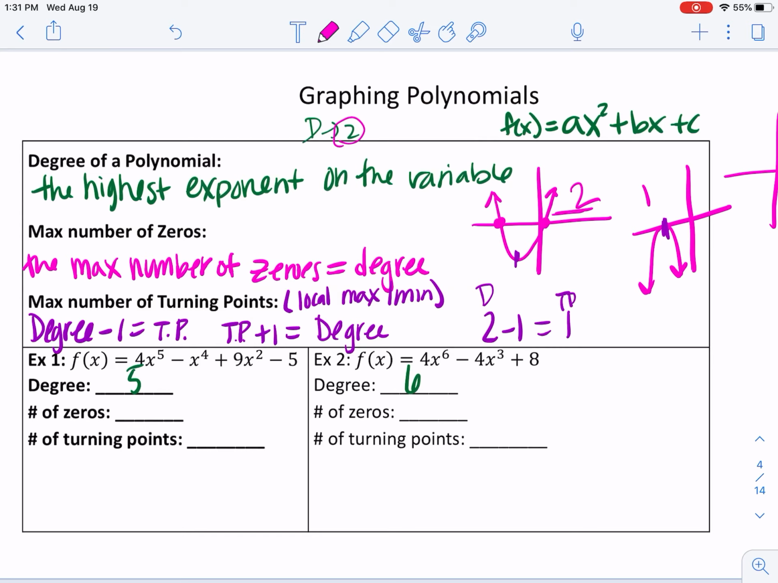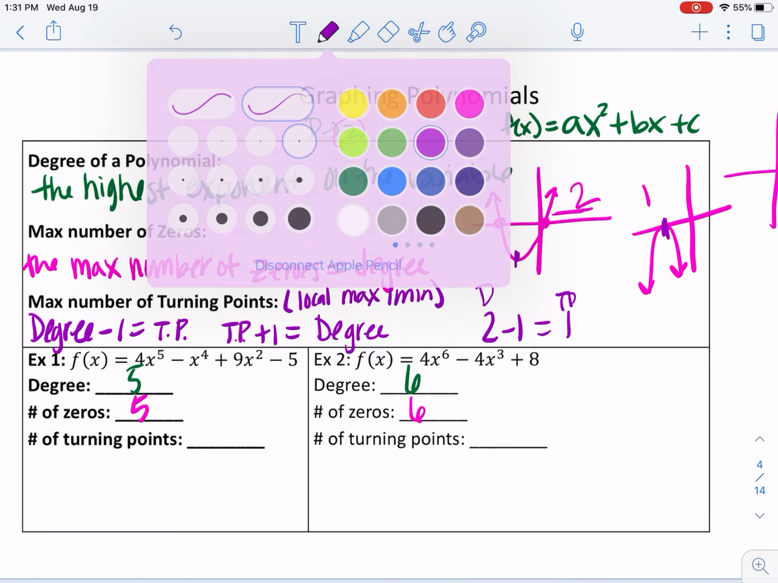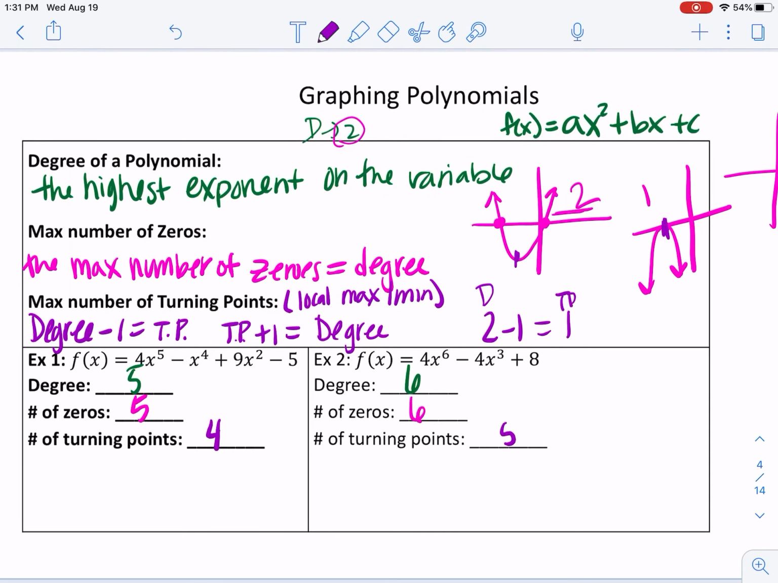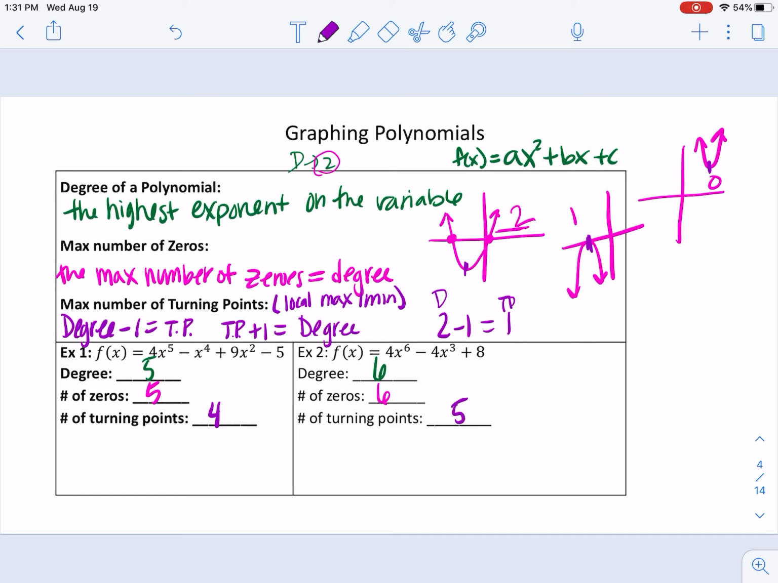Because of that, I know that the maximum number of zeros is exactly that same number. And then I know the maximum number of turning points is 1 less. When you have an equation, it's as simple as that. Find the degree. You know that's your maximum number of zeros. You know that the degree minus 1 is your maximum number of turning points.